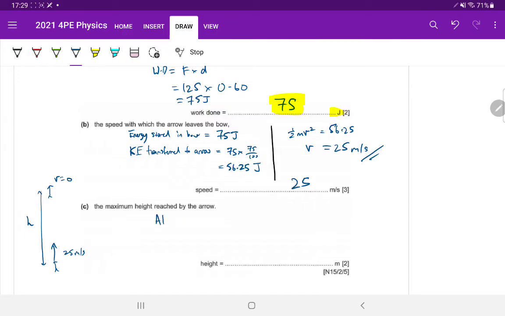So at maximum height, your GPE will equal 56.25 joules, because all of the energy has been converted to GPE, and there's nothing in KE. So your GPE, mgh, equals 56.25. So your h max equals 56.25 over m g. Let's just write h now, don't complicate things.